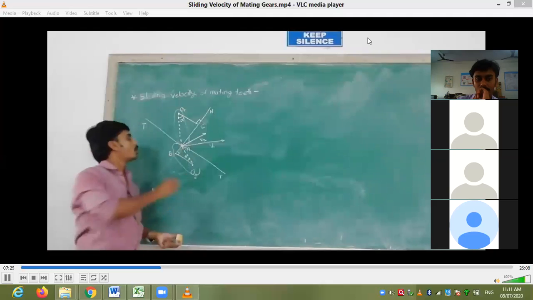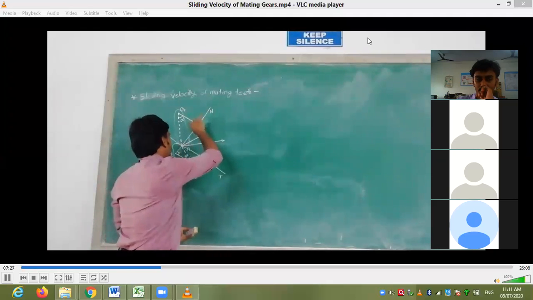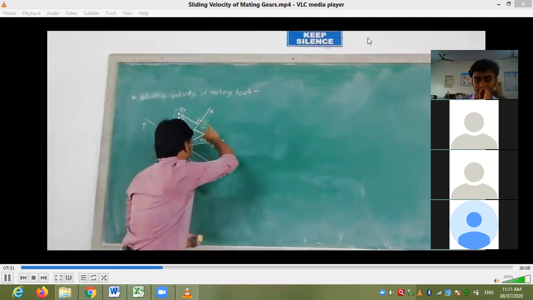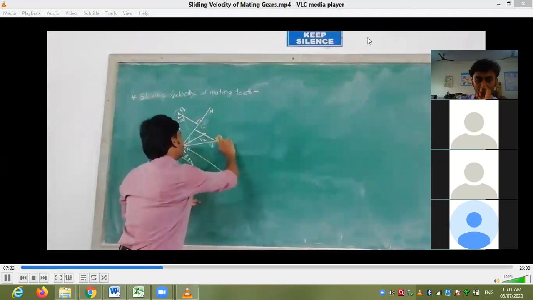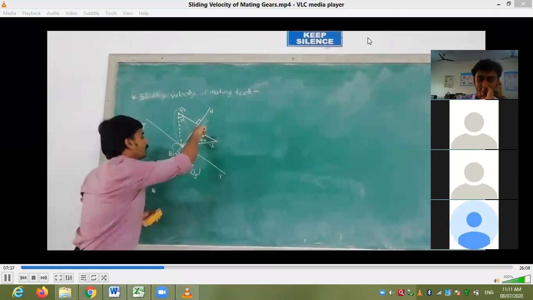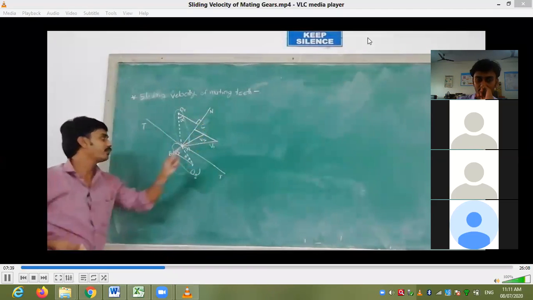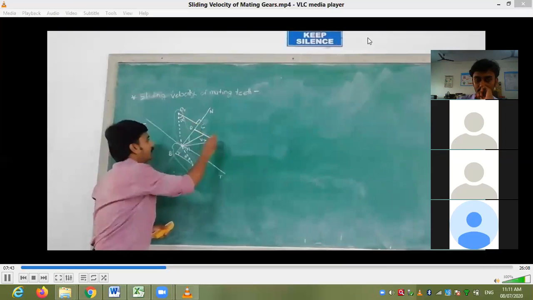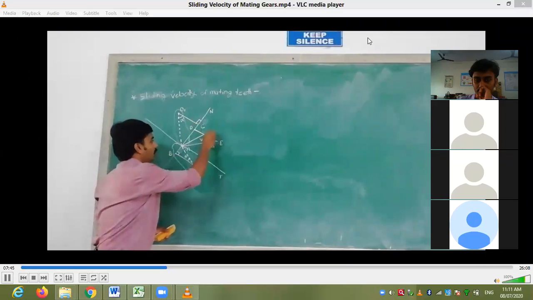Now, draw our perpendicular line such that it will meet the vectors V1 and V2, and we will obtain the points D, E, F.